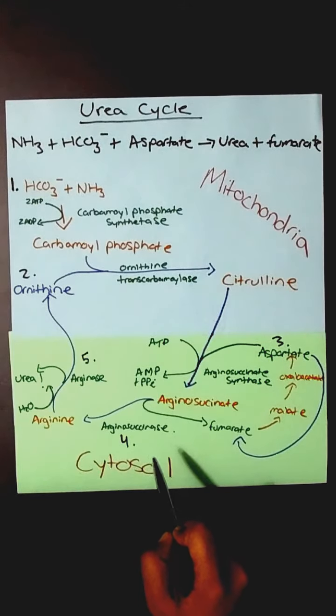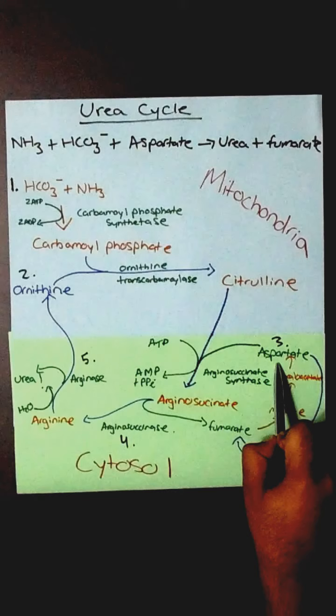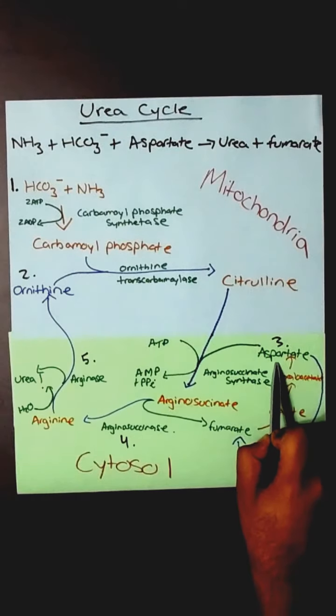Another important thing to note is that the aspartate is needed to contribute the second nitrogen in urea. The first nitrogen is from free ammonia, but the second one comes from aspartate.